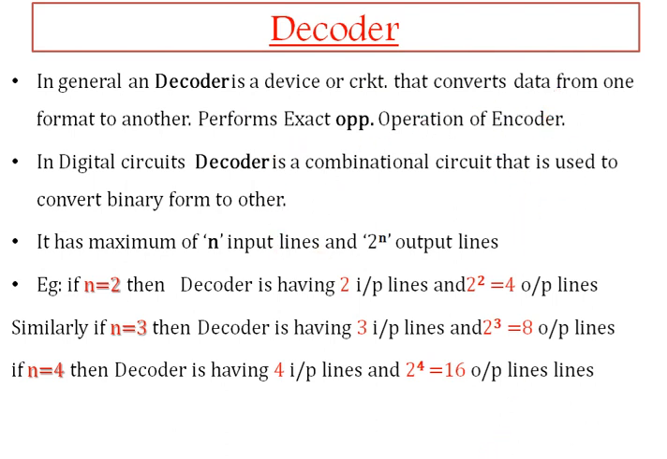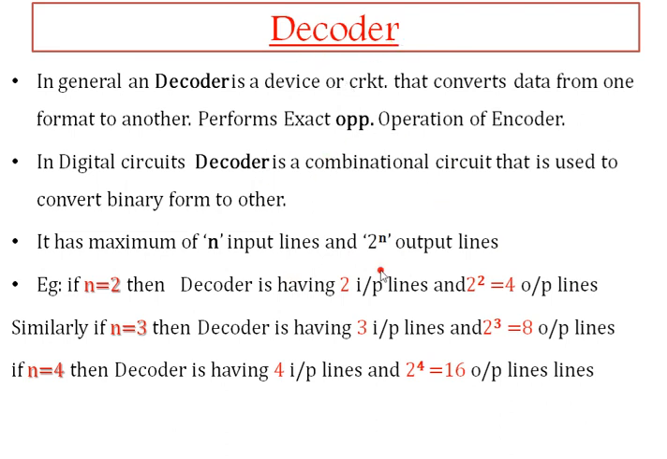In an encoder circuit, octal numbers are converted into binary. Similarly, decimal numbers are converted into binary. But here in decoders, binary data is converted into other formats, either octal, decimal or hexadecimal, whatever it may be. So binary data is converted into other formats using a decoder circuit.